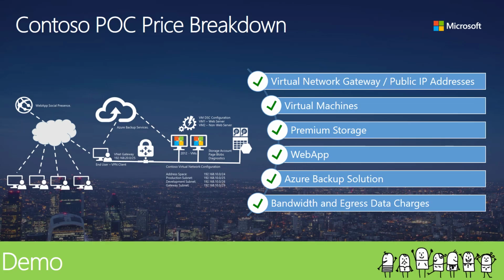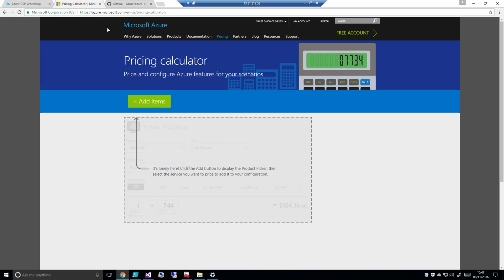To understand the calculator, let's take another look at our fictitious company and begin pricing the solution inside the calculator. Now we need to take into account the virtual network gateway, public IP addresses, virtual machines, premium storage, our web app, our backup solution, and any bandwidth and egress data charges. Let's take a look. Okay, so I've come into azure.microsoft.com, I've clicked on pricing, and from there we've launched the pricing calculator. So at this point, we're going to go ahead and add some items.